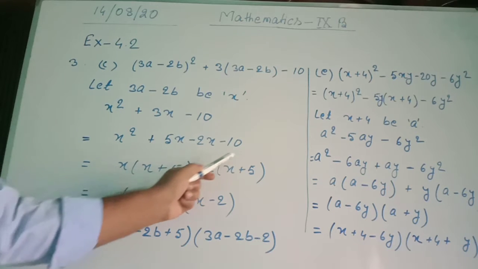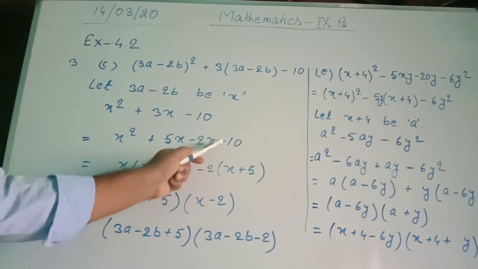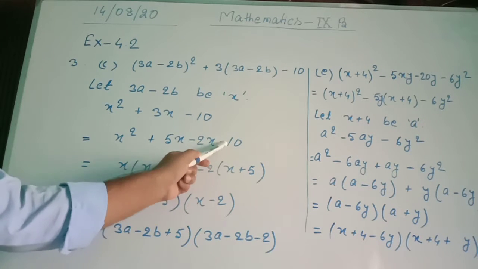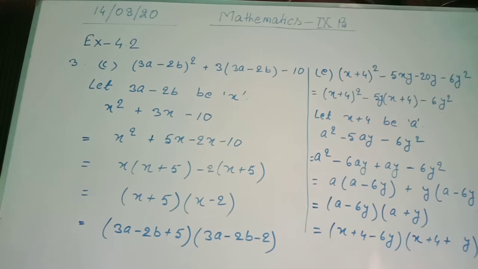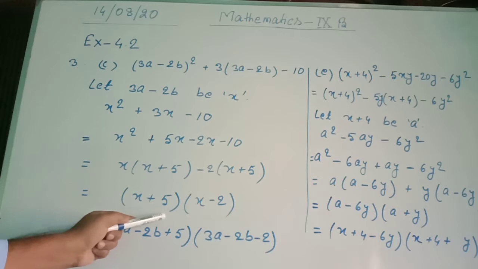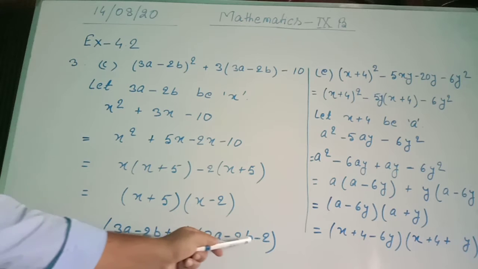From the last two terms, I took common minus 2. So here x is left. This minus will be changed into plus because minus times minus is plus, and here 5 is left. x plus 5 is common. So in bracket x minus 2, I kept the value of x, that is 3a minus 2b. So (3a minus 2b plus 5) into (3a minus 2b minus 2).